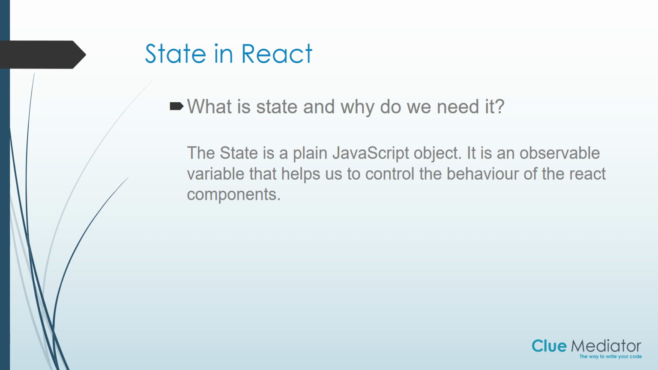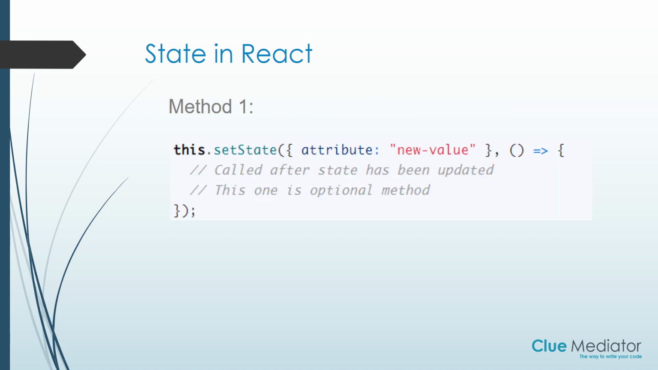If you change the state value, then the render method will be called automatically and the UI will be reflected on the client side. So we can change the layout of the HTML based on the value of the state change. Now we have two methods to change the state value. Let's take them one by one.